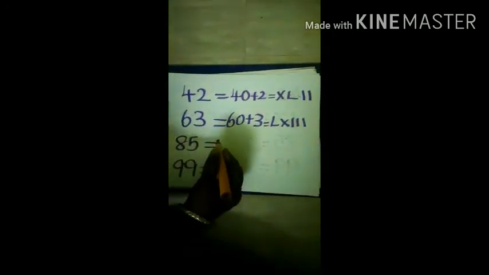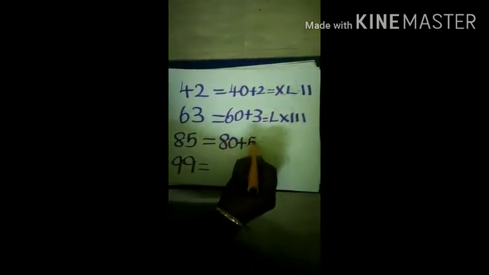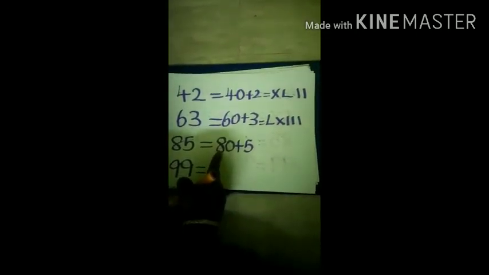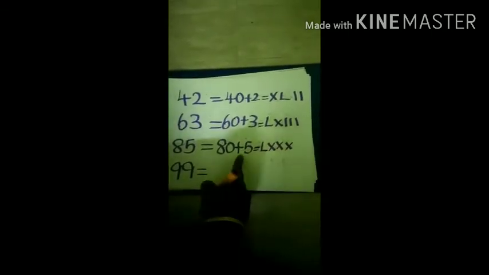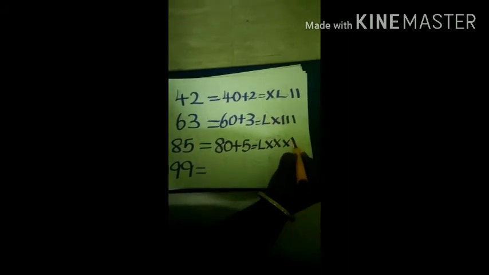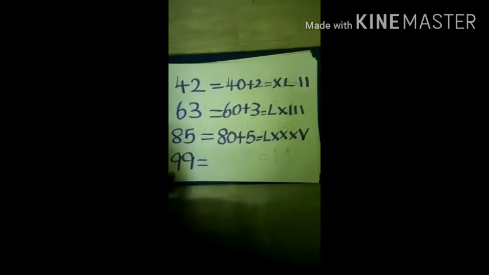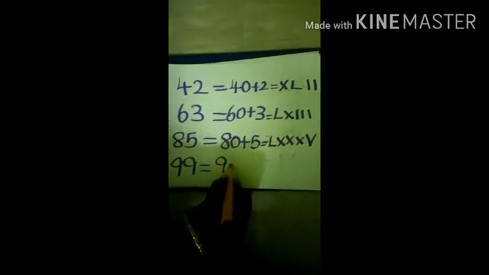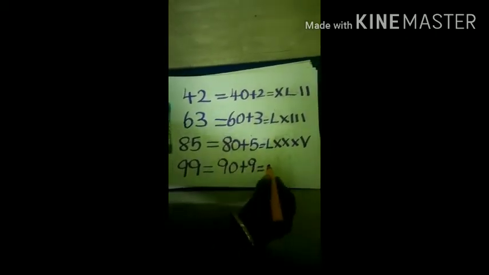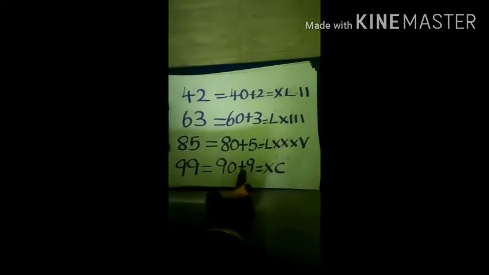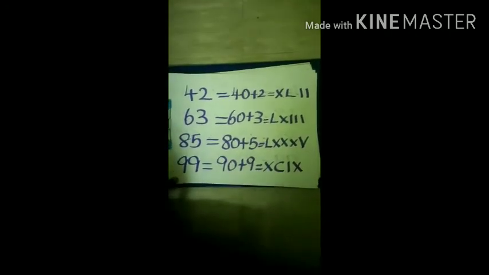Next, 85. How can you split it? 80 plus 5. So 80. What is the Roman numeral for 80? It is L triple X, as we have seen already, and the value for 5 is V. So this is the Roman numeral for 85. The last one is 99. 99 can be written as 90 plus 9. The Roman numeral for 90 is XC, and for 9 it is IX. So this is the Roman numeral for 99.